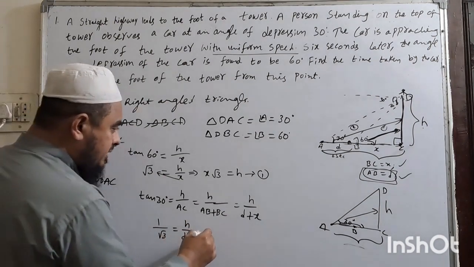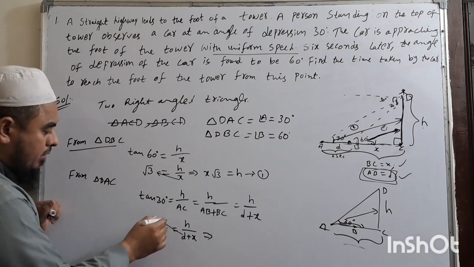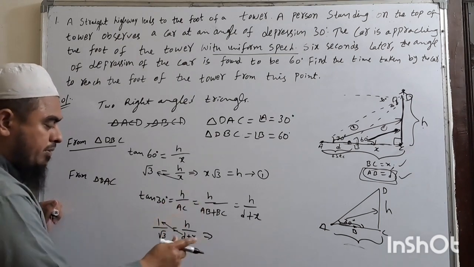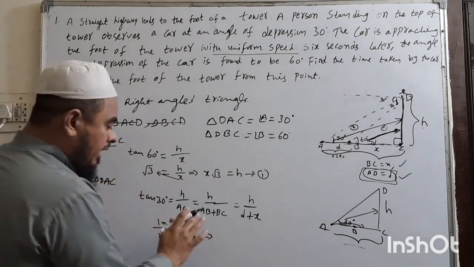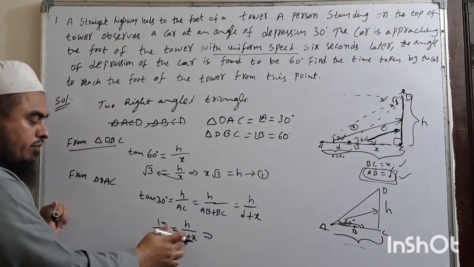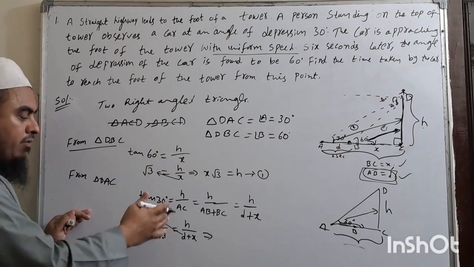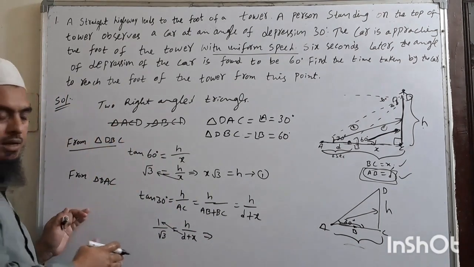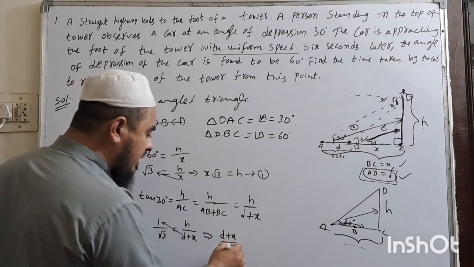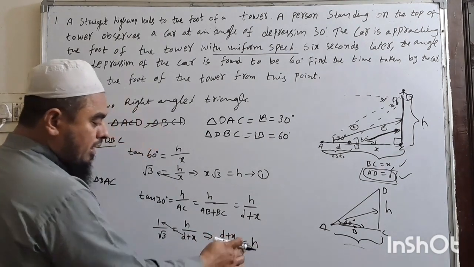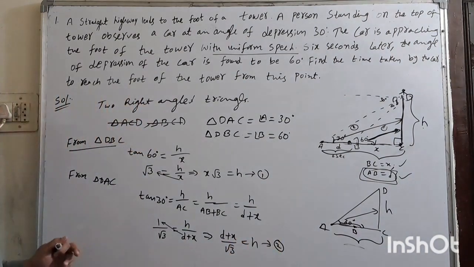Now just simplify this and we can find what H is equal to. For that we just cross multiply, not complete cross multiplication. Just take this D plus X on the left hand side and keep the H on the right hand side. When we take the D plus X, which is on the right hand side denominator, it goes into the numerator of the left hand side. So we get D plus X by root 3 is equal to H. So again we got another equation here: H is equal to D plus X by root 3.